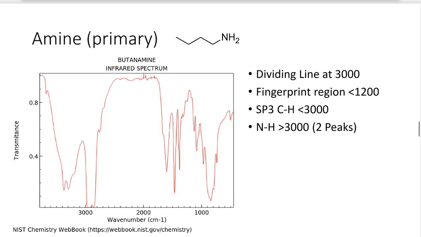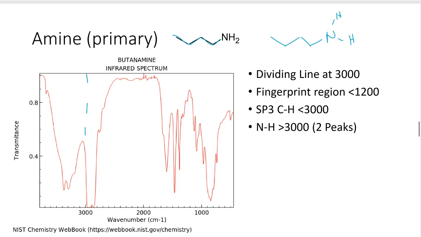Our next functional group will be amines. A primary amine has one R group attached to it, and that gives it 2 hydrogens. So this is butanamine, with 4 carbons and a nitrogen with 2 hydrogens on it.